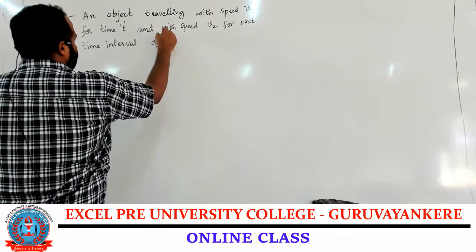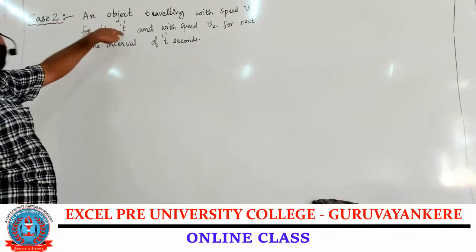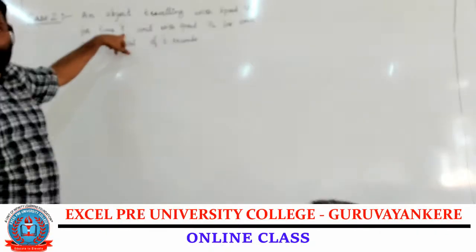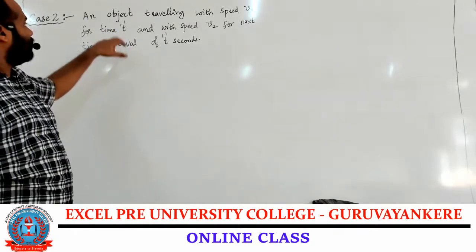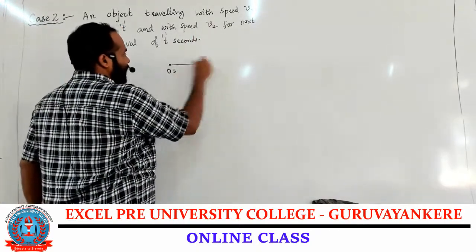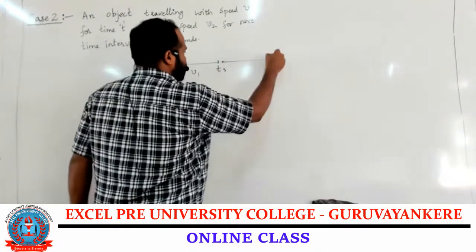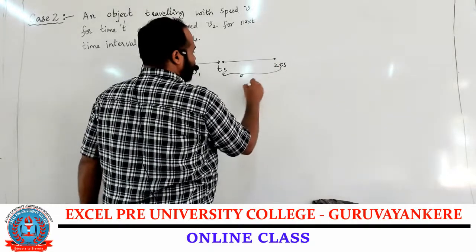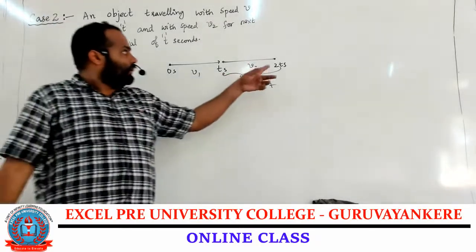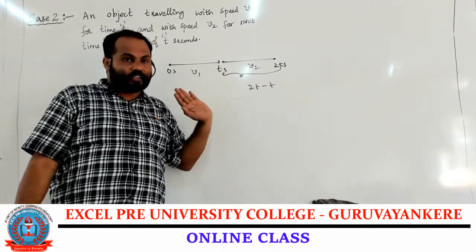of t seconds. Here it is not the first half of the distance, this is in terms of time now. So it will travel with the speed v1 for time interval t, from 0 to t seconds, and for the next t seconds, from t to 2t seconds, the time interval is 2t minus t, it will travel with the speed v2. Hope you understood. Time interval is t seconds.